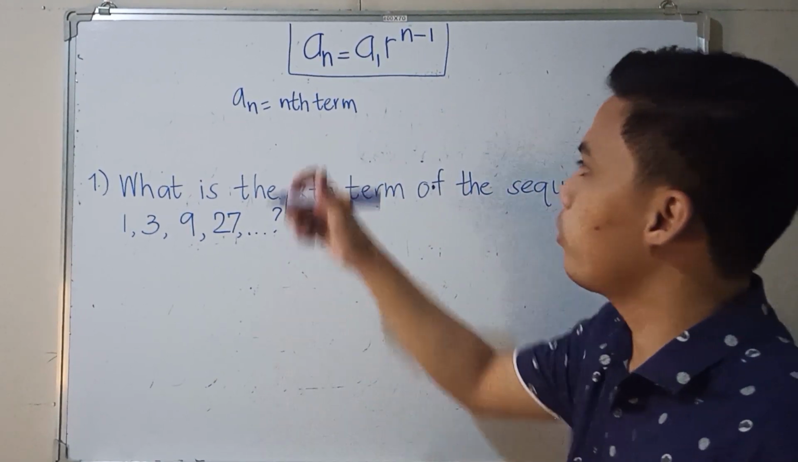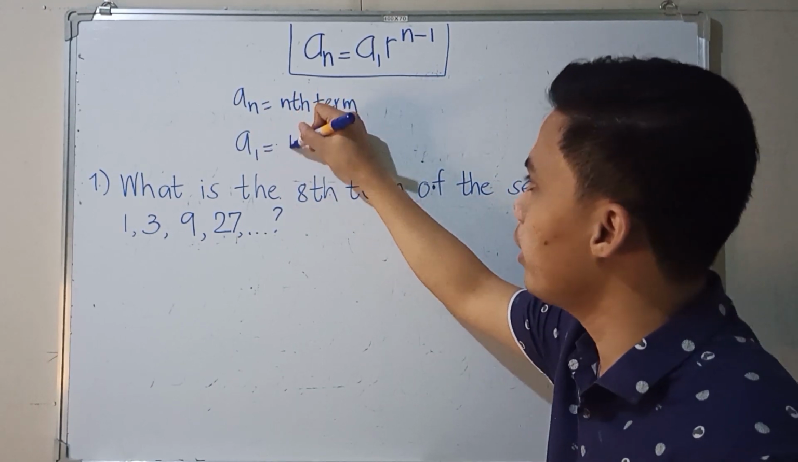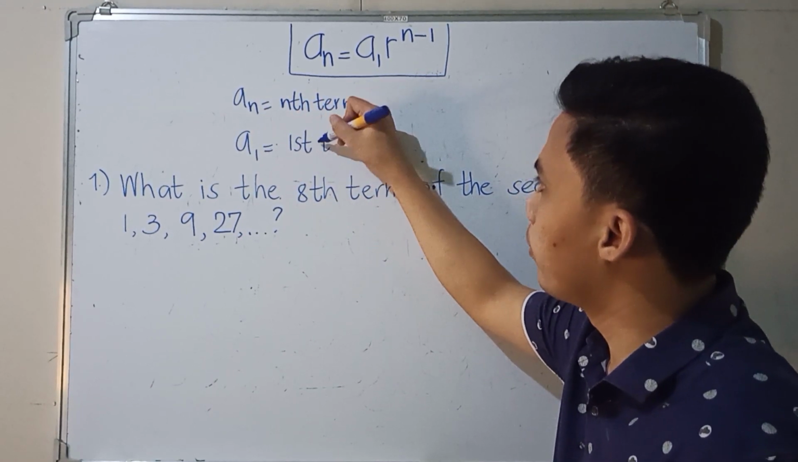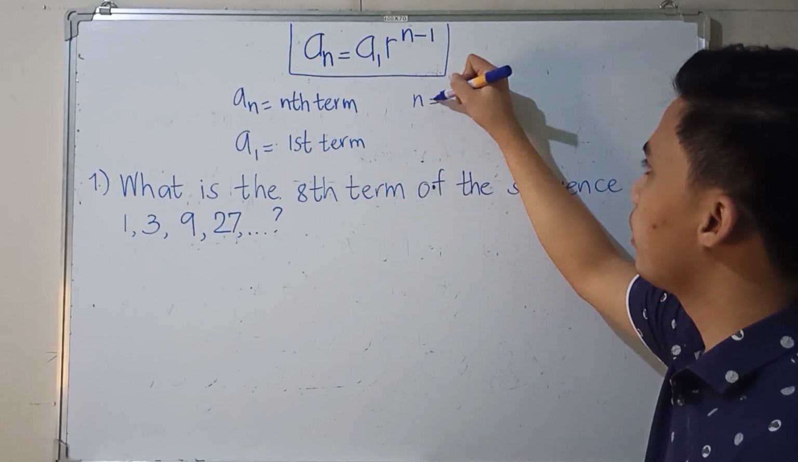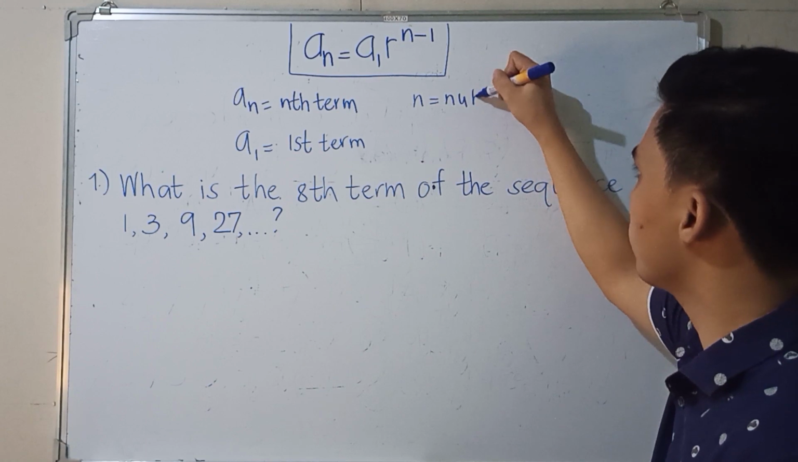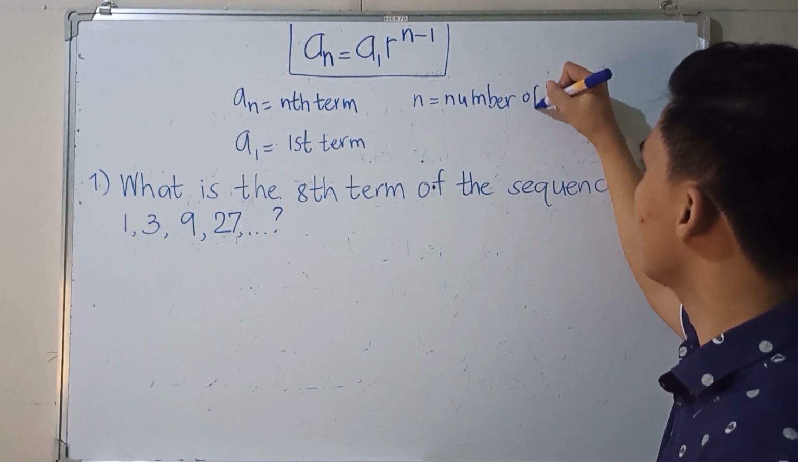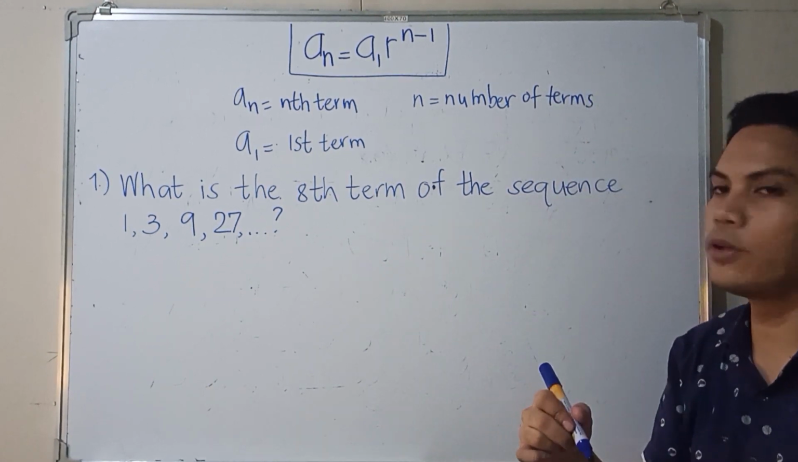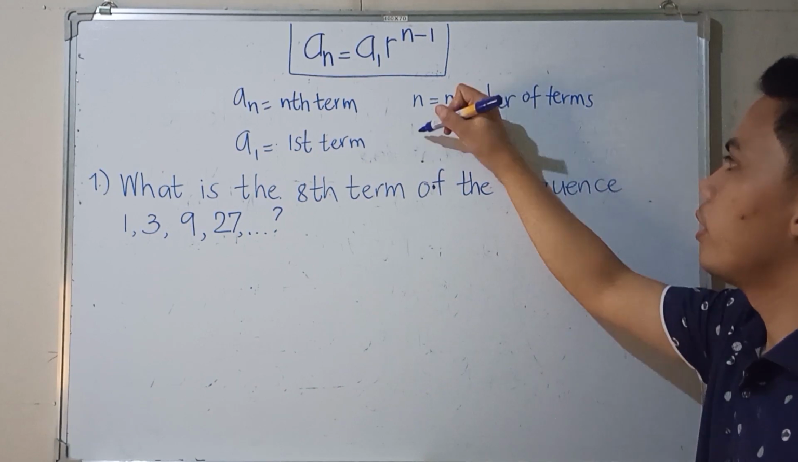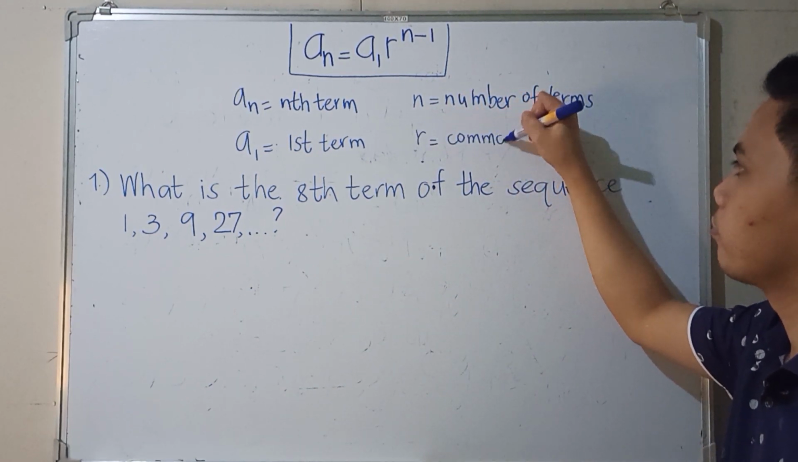Okay. How about a sub 1? You're familiar with a sub 1. Ang a sub 1 is ang ating first term. Ang n naman is ang number of terms. Kung ilang terms sila sa isang sequence. At of course, ang r is ang ating common ratio.